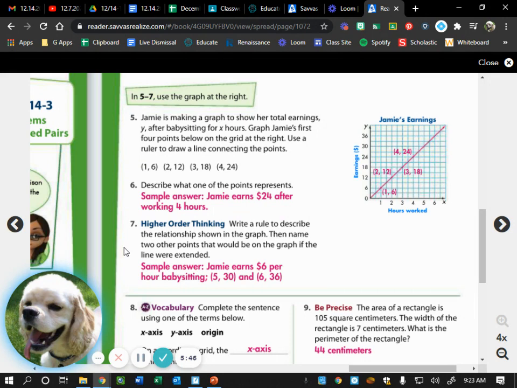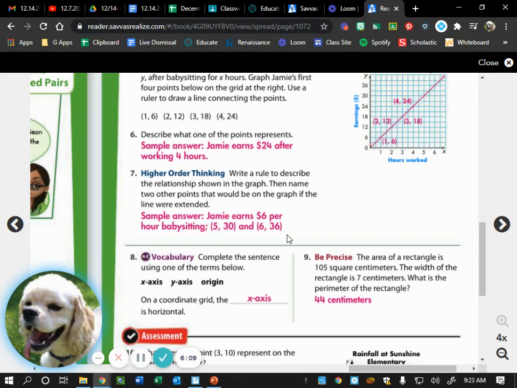Okay, then we had number 7. You were supposed to write a rule to describe the relationship shown in the graph, then name 2 other points. Oh, that's right, we didn't have number 7. Did anyone do number 7? I did. Okay, do you guys have questions on number 7? No. Okay, all right. Awesome. It would be the hours. Yes, exactly. All right, we had number 8.